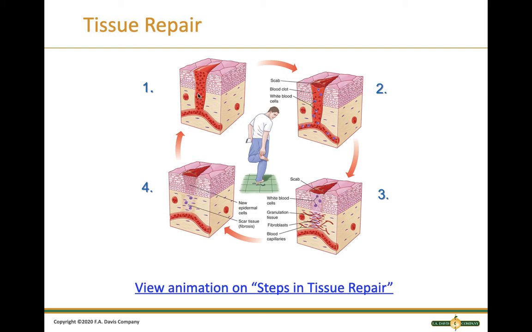Okay, so first step in tissue repair is bleeding. Then you're going to get a blood clot, and then white blood cells are going to come into this area to start to ingest bacteria or damaged cells. Then you're going to produce what's called granulation tissue, which is kind of scar tissue. And then in the last step, the epithelium is going to regenerate. Epithelial tissue is good at regenerating, and you get brand new skin with no scars. Pretty amazing.